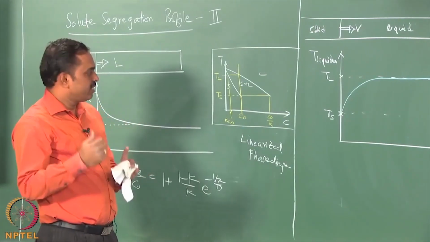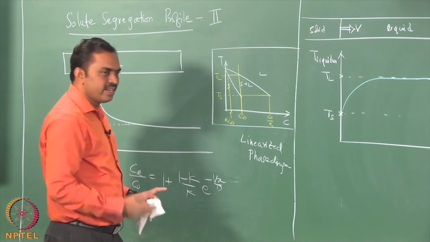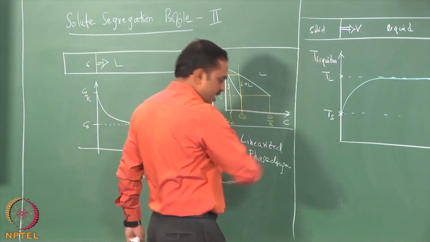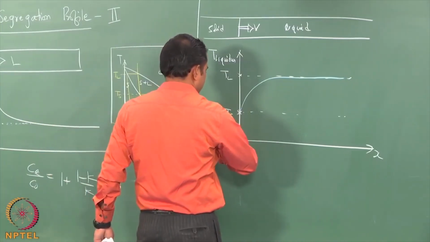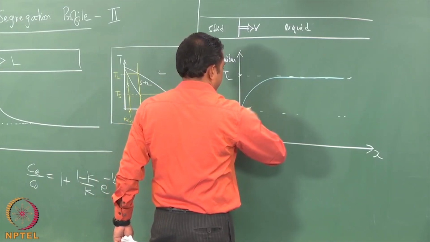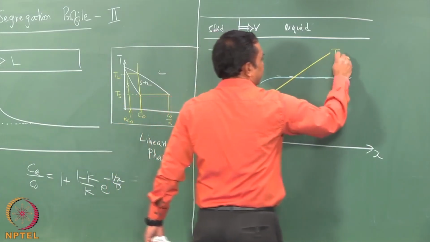What would be the actual temperature? The actual temperature should be given by a plot, and that plot I am drawing in this manner. It would be drawn something like this. This is the actual temperature.